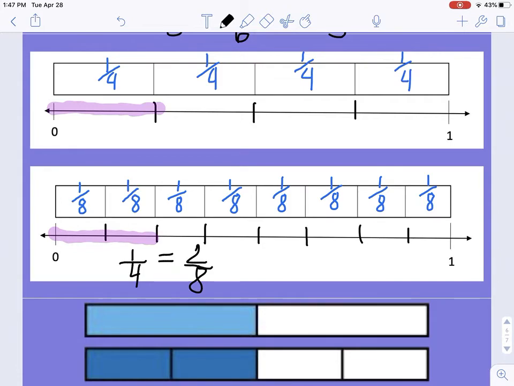Now I can see that eighths are smaller, so I know that I'm going to need more eighths to equal 1/4. Okay, I'm going to change my color now. How about 2/4? 1, 2/4. How many eighths do I need to get to 2/4? 1, 2, 3, 4. I know that 2/4 is equivalent or equal to 4 eighths.